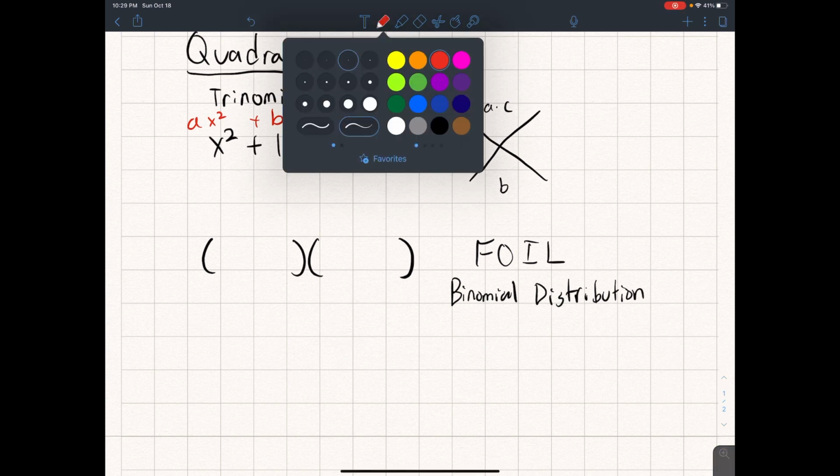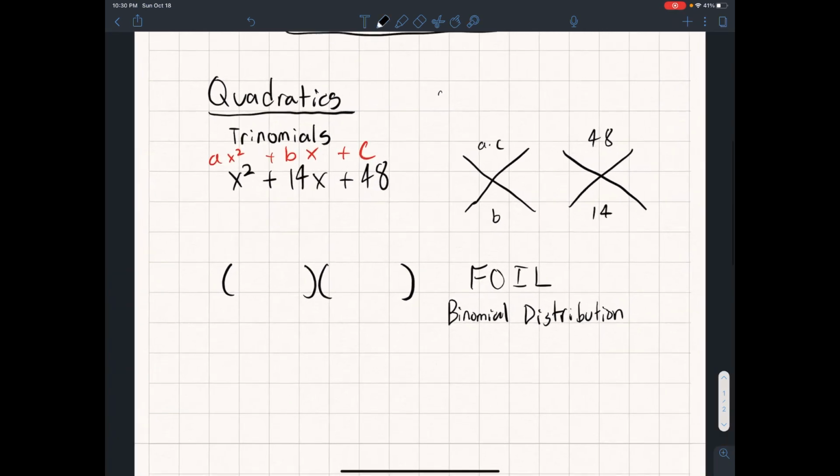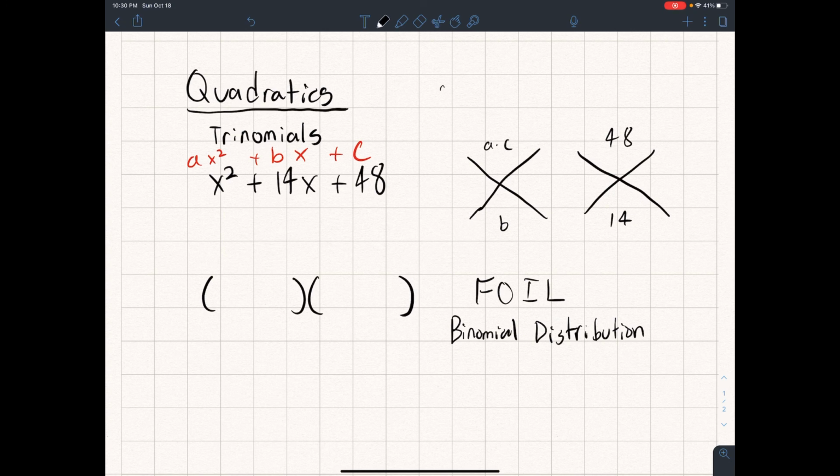So in this case, if I was going to use this pattern, then my cross method would tell us I need two numbers that multiply to my a times c. My a happens to be 1 in this case because there is no coefficient in front of that x. So 1 times my c value, 1 times 48, is just 48. And I need them to add up to my b value. My b happens to be 14 in this case. So I need two numbers that add up to 14 but multiply to 48. And I've seen many students use this cross method to organize that information.